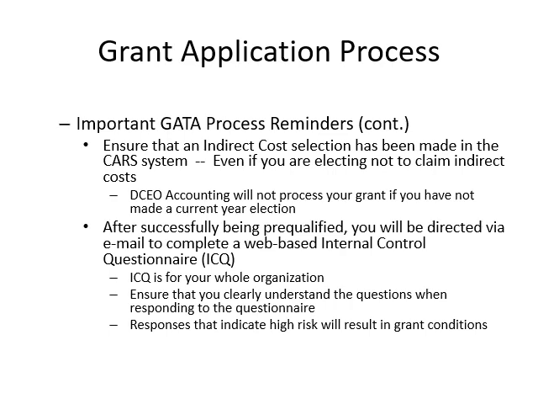Here are a few more important GATA process reminders. You need to ensure that an indirect cost selection has been made in the CARS system. Again, even if you are electing not to claim indirect costs, you still need to make that election on the CARS system. DCO accounting will not process your grant if you have not made a current year selection. Again, even if you're not claiming indirect costs, you still need to submit your election on that system, or it will prevent your grant from being processed.